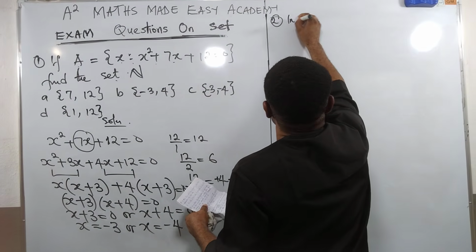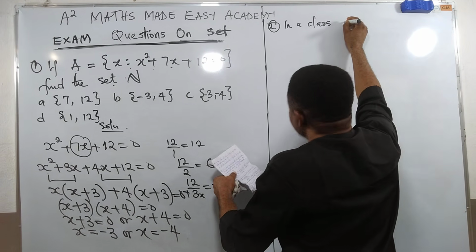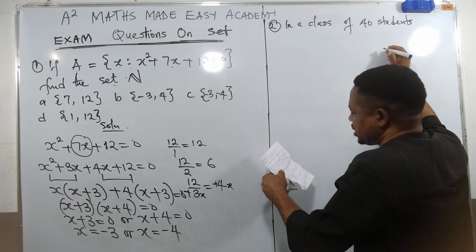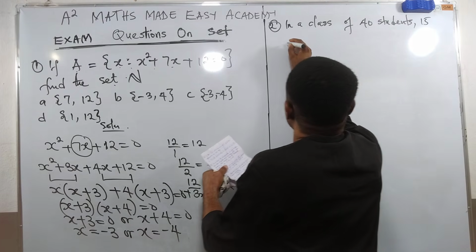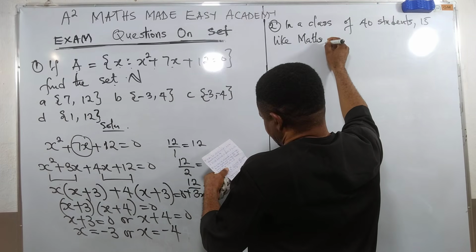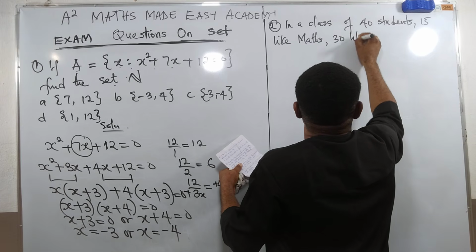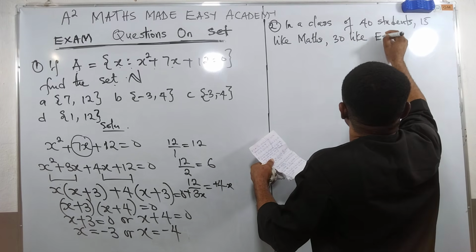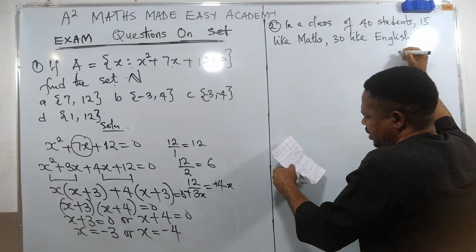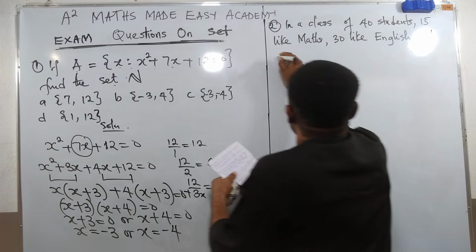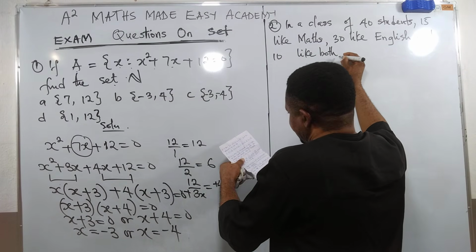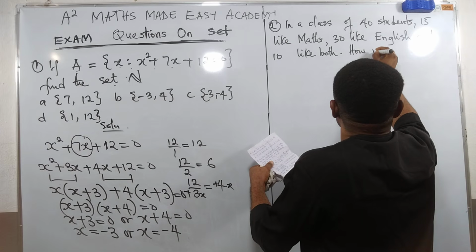The question says, in a class of 40 students, what did I say? In a class of 40 students. Now 15 like maths. 15 like maths, comma. 30 like English. Are you with me now? 30 like English. Then and 10 like both. 10 like both. Now look at this. Full stop.